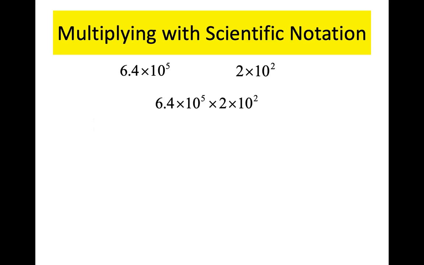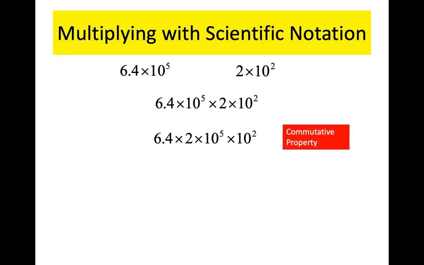What would be the easiest way to multiply that? Do the tens together. Do the 2s together. Watch how easy this turns into because we're using the commutative property. If I move this 2 next to the 6.4, if I move the 10 to the 5 next to the 10 squared, we can use what we use in this chapter. Hey, same bases. What do you do with the exponents?